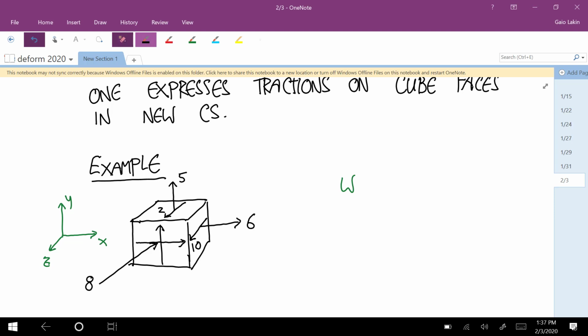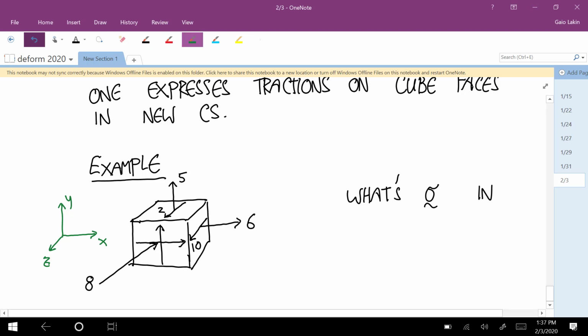And then we'll figure out what's the stress tensor in a new coordinate system. So for this one, let's go XYZ. Let's change it to x-axis that way, y-axis that way, z-axis back.